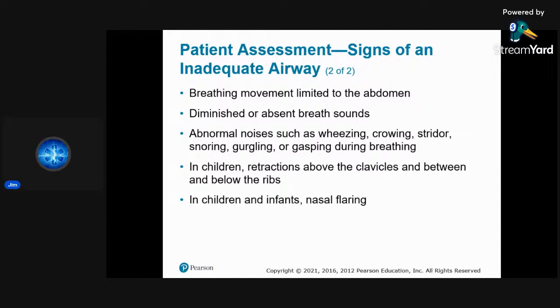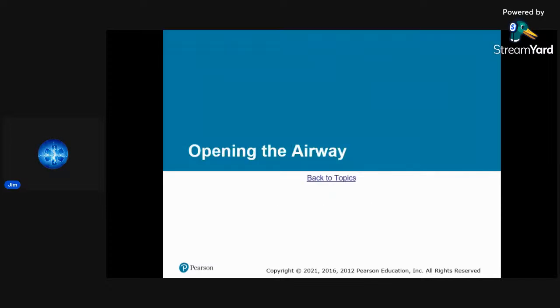In children, retraction above the clavicles, in between or below the ribs. This is called using accessory muscles to breathe. When you see the muscles above the clavicle, which is that collarbone, or when you see the muscles in the rib kind of sink in, this means that child's really working hard to breathe. Or if you see nasal flaring, especially in children and infants, that's a definite sign of inadequate airway. They're trying to make more surface area to bring in more oxygen.